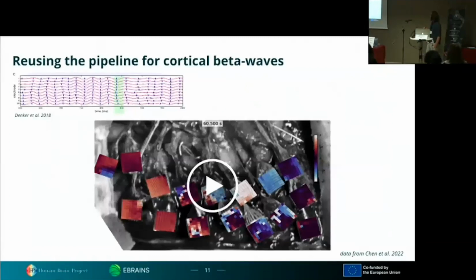Coming back to the pipeline, we can further demonstrate its versatility by not only applying it to slow waves, but expanding the scope of the pipeline to a different kind of wave. So instead of propagating up states, we can look at more oscillatory activity in the beta regime, which also propagates.